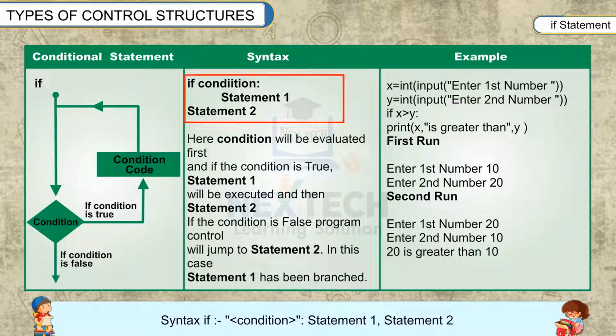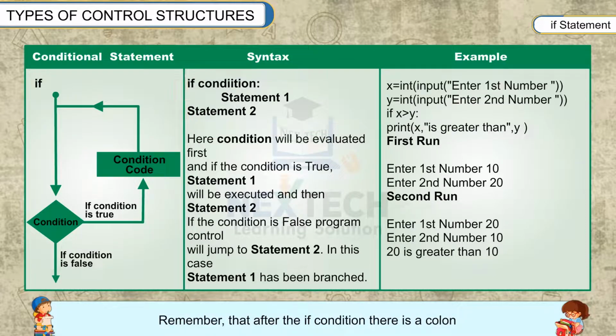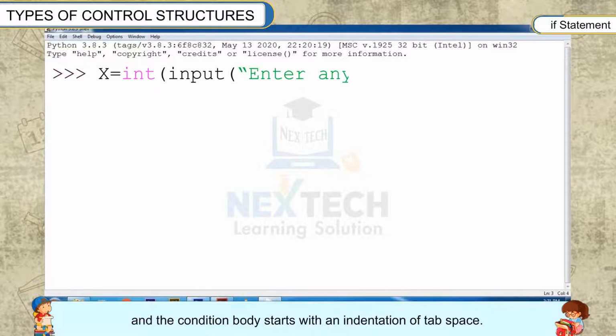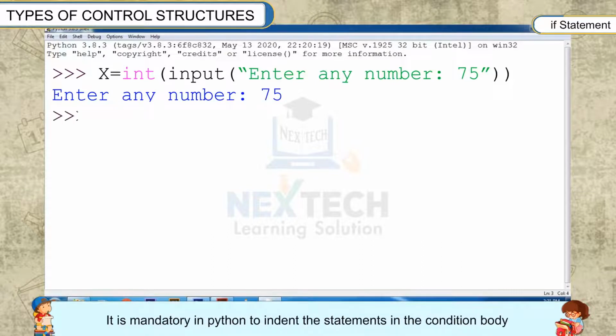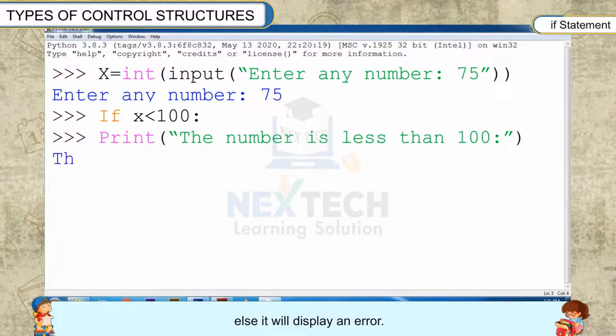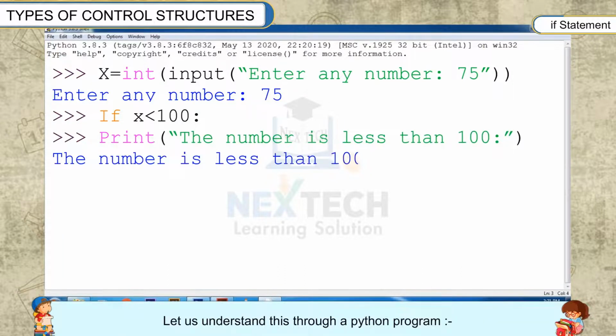Syntax. If, condition, statement 1, statement 2. Remember that after the if condition, there is a colon and the condition body starts with an indentation of tab space. It is mandatory in Python to indent the statements in the condition body, else it will display an error. Let us understand this through a Python program.